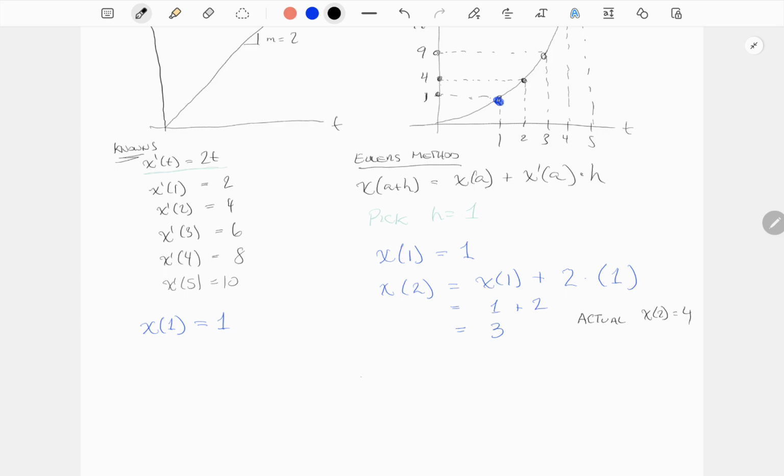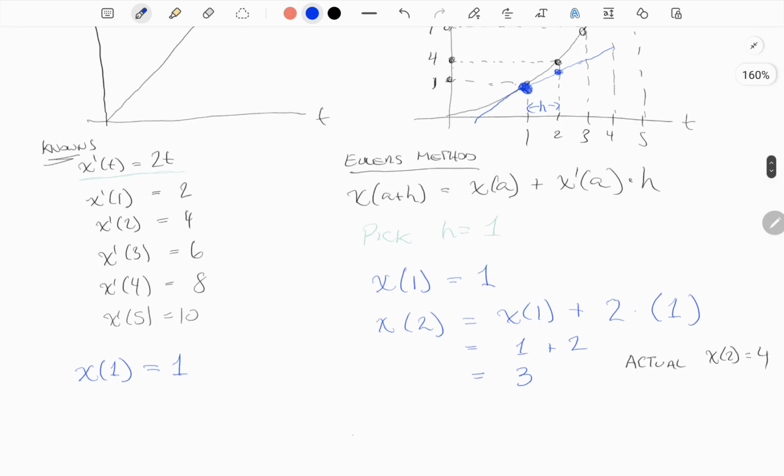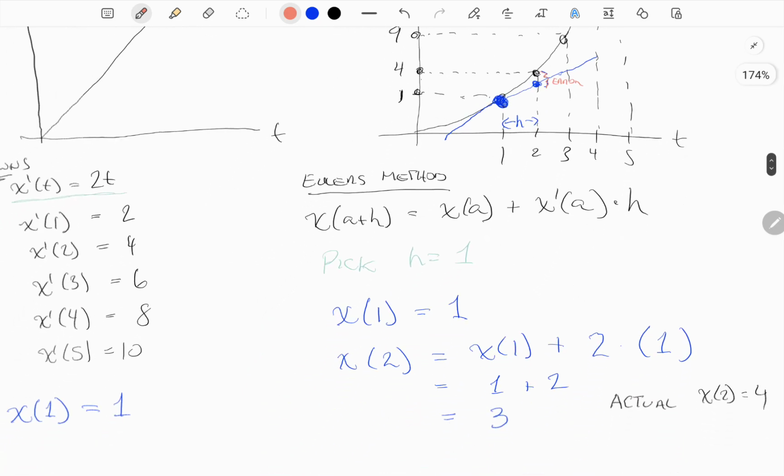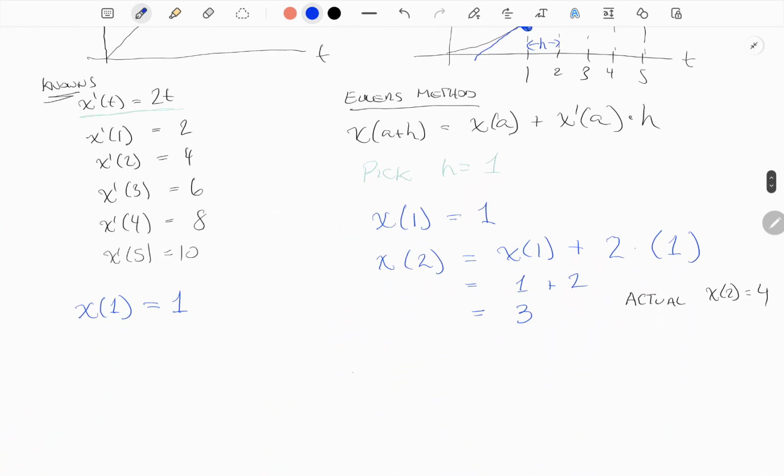So you can see where we are on the curve. This is a straight line tangent to the point at 1. We projected it out. Our h is here, and this is the error. Let's keep going. Back to blue. Let's compute x at 3.